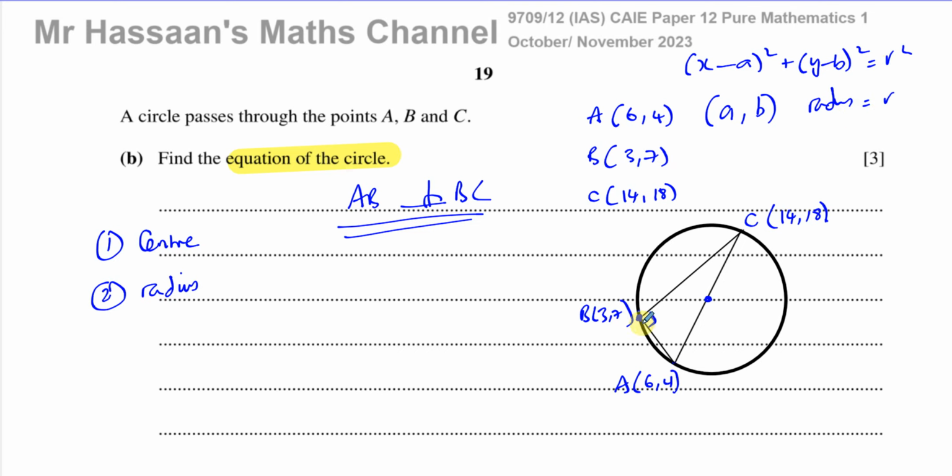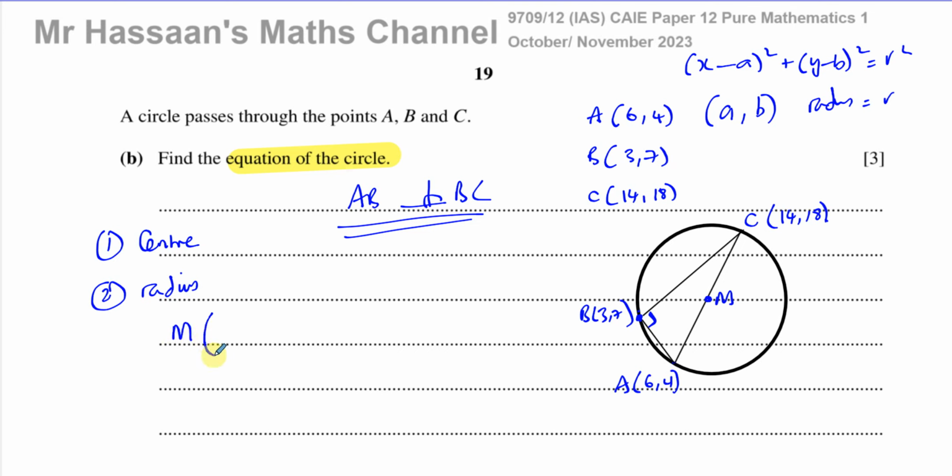So if we can find the center and the radius of the circle, we can express the equation of the circle in this form. So what we need to do is find the center. Now the center is, let's call this point M. The center is the midpoint of AC.